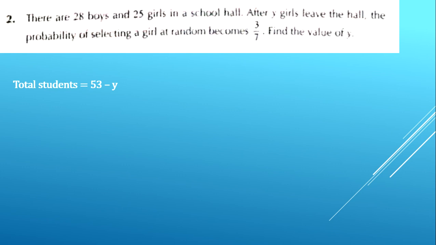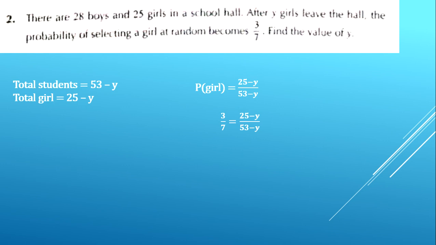And then we want to find the probability of selecting a girl. So when we select a girl, it will be favoring us. That will be our favorable outcome. How many girls are there? The total number of girls will be 25 minus y, because they are the ones who stay. Now we have this information, we can just write the probability of a girl will be 25 minus y on 53 minus y. But then the question gives us the value of the probability, which is 3 per 7. So we substitute that in. 3 on 7 equals 25 minus y on 53 minus y.